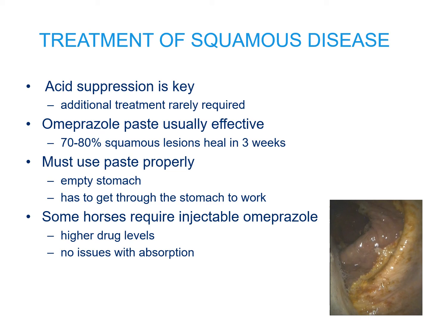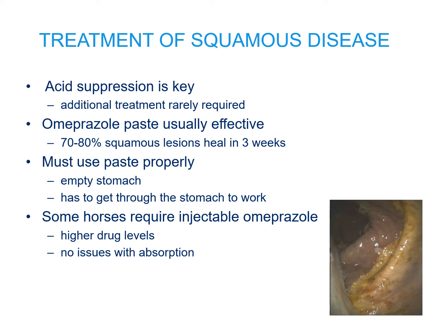suppressing the acid is absolutely key. If we can increase the pH in the stomach and stop acid production or reduce acid production, then additional treatment is rarely required. And for most of these cases, we use the registered omeprazole pastes. We know that 70 to 80% of race horses will heal within 3 weeks using the paste. But we do have to use that paste properly.